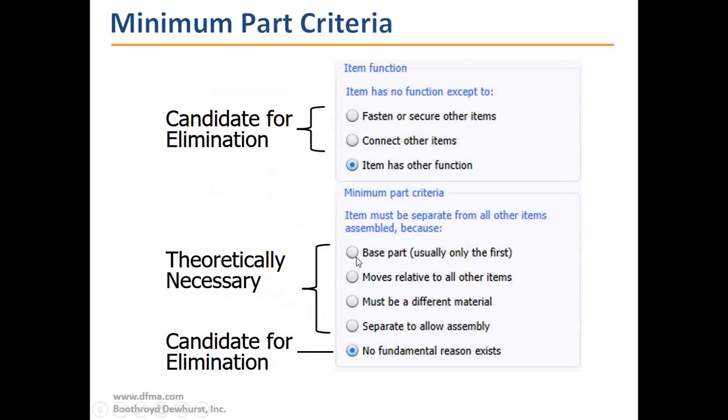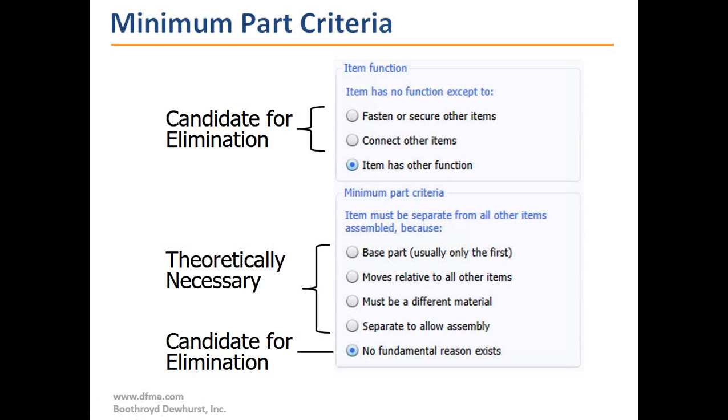So the screen in the software where we ask you the minimum part criteria questions looks like this. These are actually 2 separate boxes that you're presented with. The first one is titled Item Function. And the statement is, does the item have no function except to, and you have 3 choices, the default choice being that the item has another function. That selection being made causes this second box to appear. And that is the minimum part criteria questions where we say item must be separate from all those items assembled because, and then you have 5 choices to make. Again, the default one being that no fundamental reason exists.